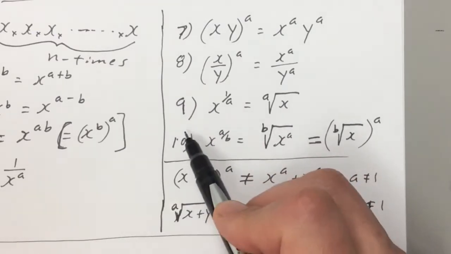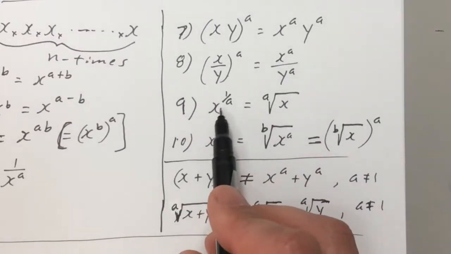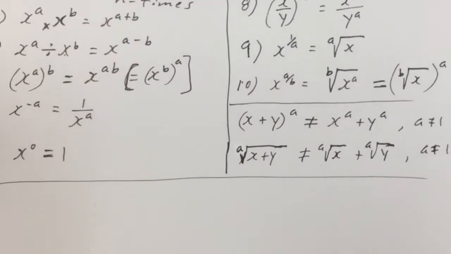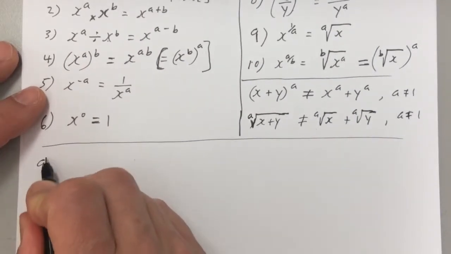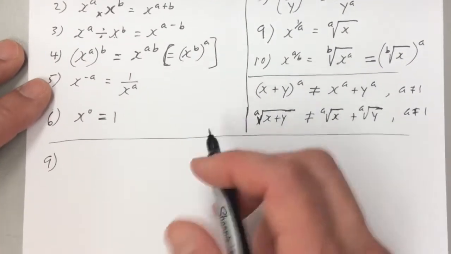And then 9 and 10, these are new. So these have not been shown in any of my videos. So x to the 1 over a equals the eighth root of x. So we're going to look at exponent rule 9. So number 9. And we're going to look at why this is.